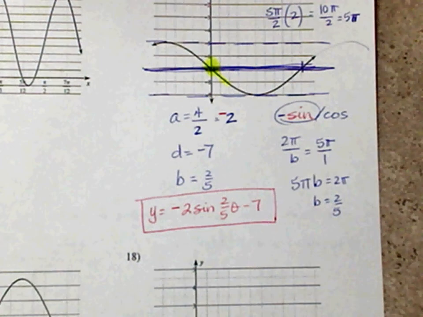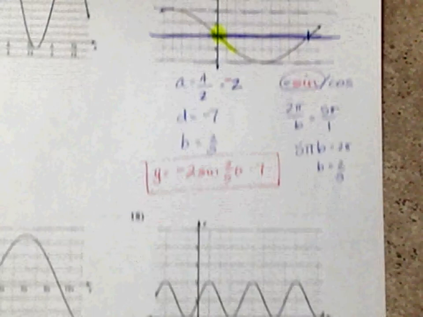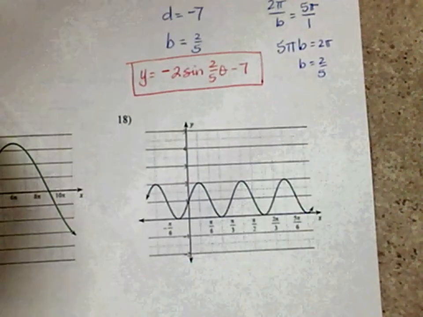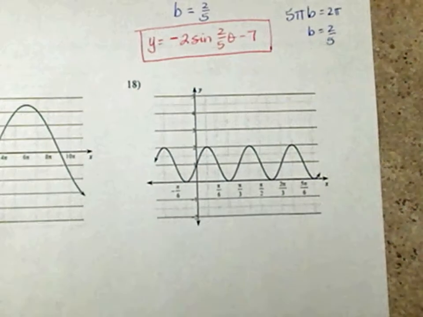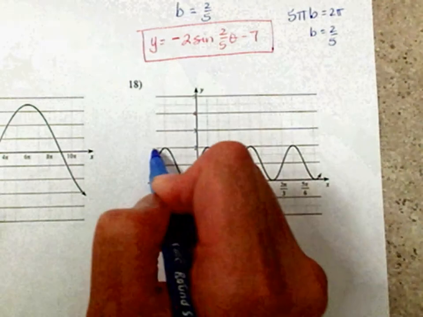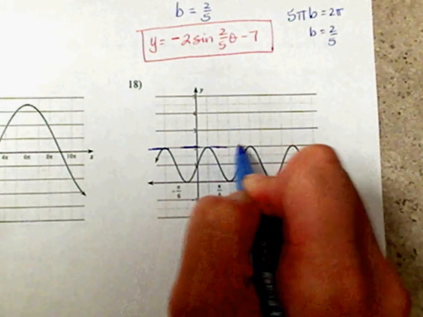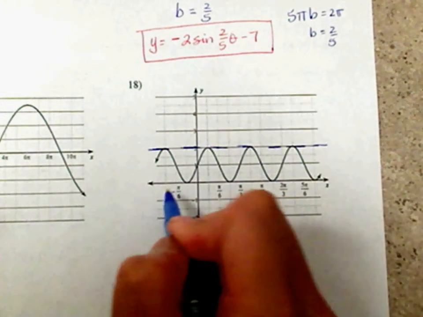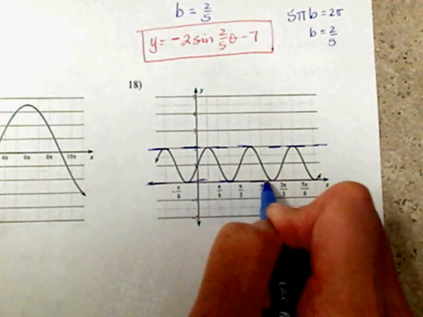Number 18. Same thing. Draw your dashes first. Maximum, minimum, okay? I'm just going to eyeball this one. See how you can kind of see? And there is going to be my D.